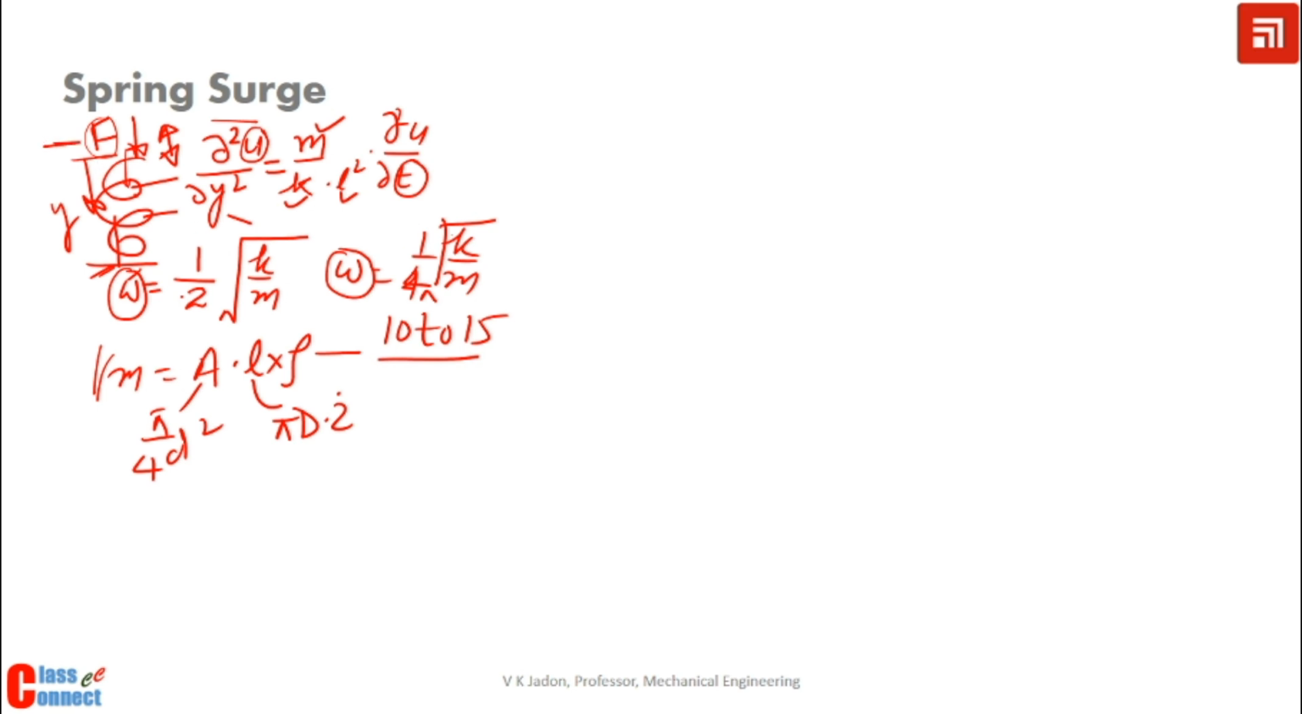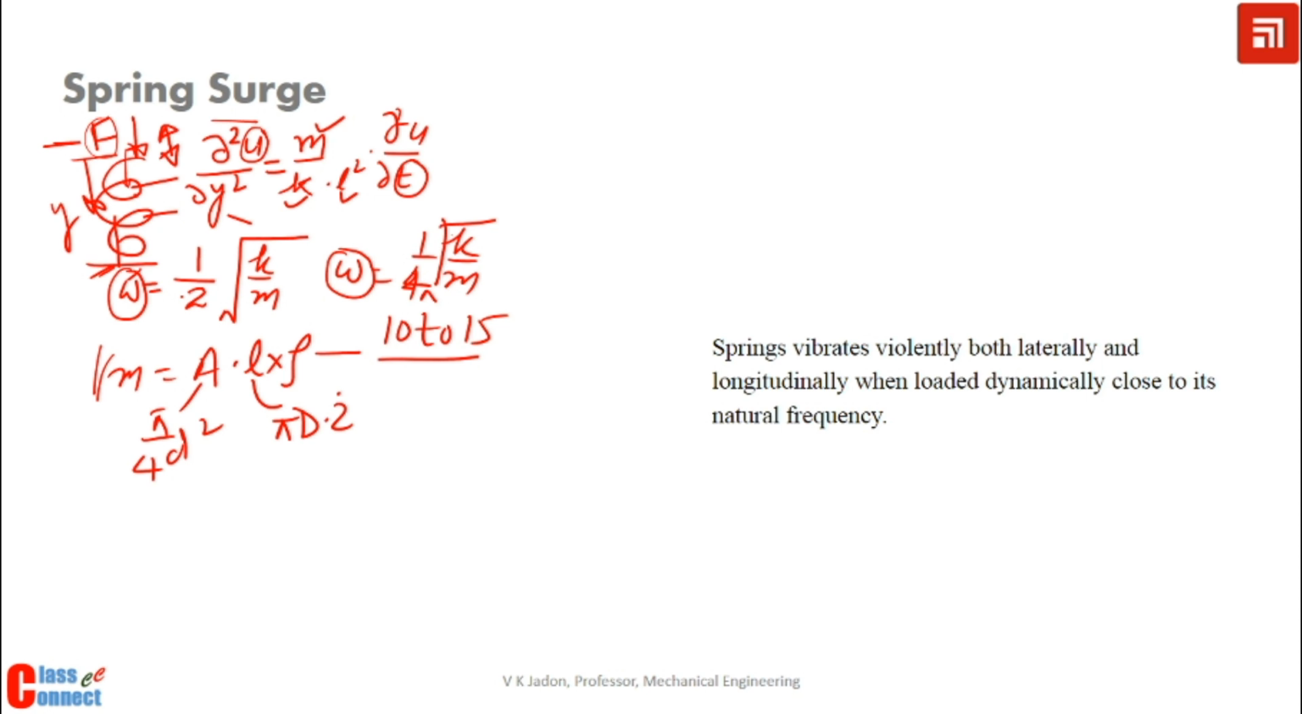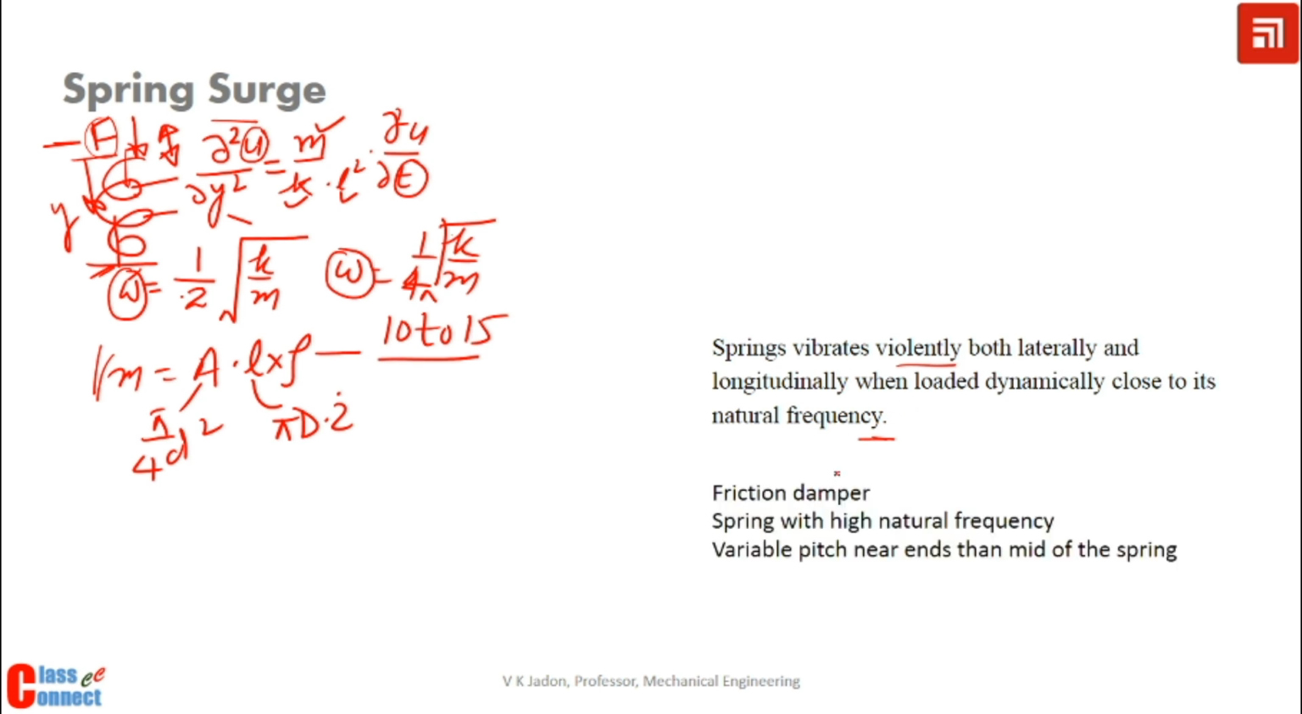Let us summarize this. In case of spring surge and resonance, the spring vibrates violently both laterally and longitudinally when loaded dynamically close to its natural frequency. To avoid this, we can have a spring damper, a spring with higher natural frequency, or variable pitch near the end, which means we can have this pitch here, and then this pitch here, and then this pitch here. Pitch is the distance between two consecutive coils. This is one of the methods to avoid spring surge.